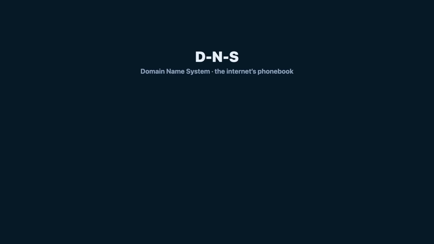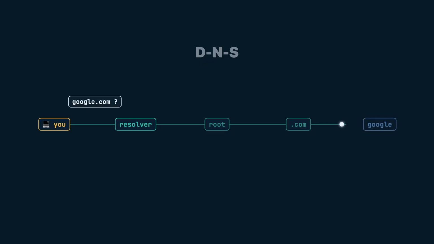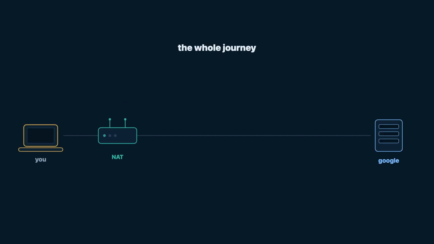You ask a helper called a resolver, what's the address for google.com? It climbs a little ladder, first the root, then the .com servers, then Google's own, and the address comes rocketing back. Name in, IP out. So watch the whole thing, start to finish.